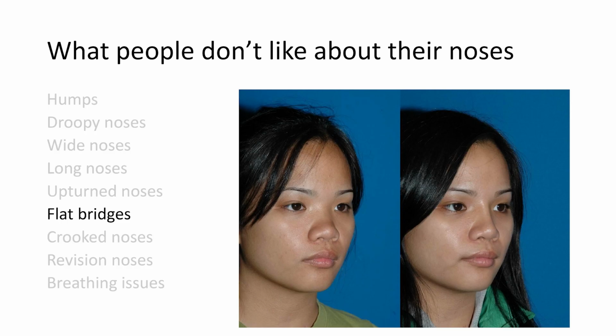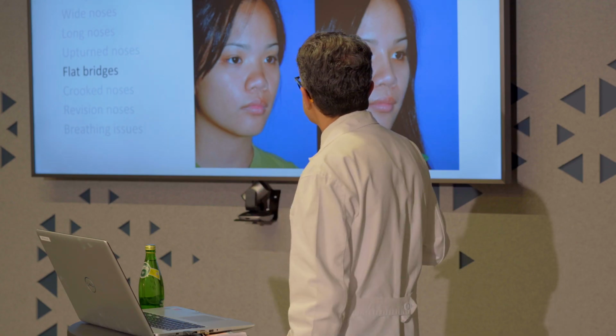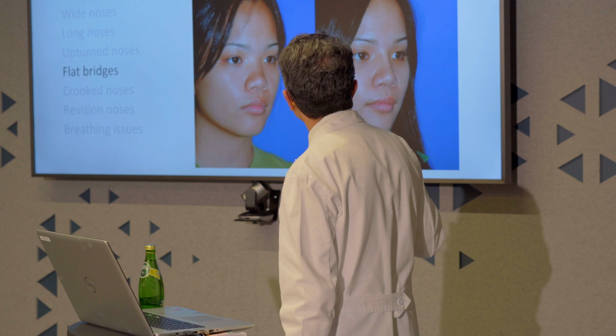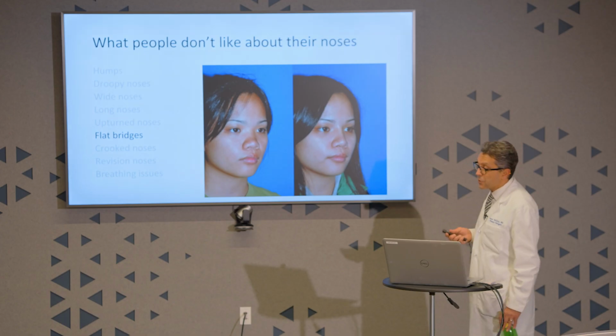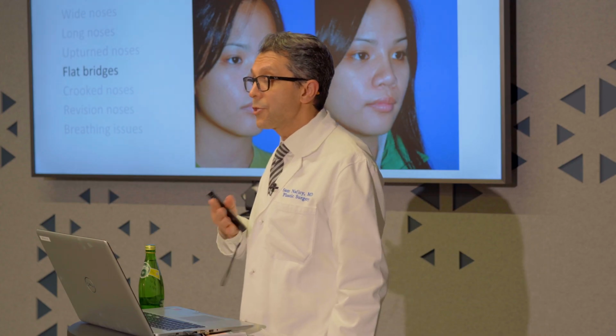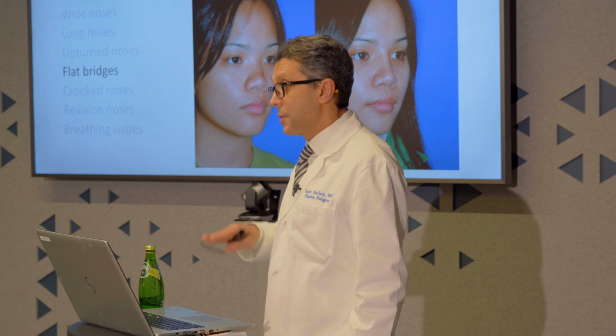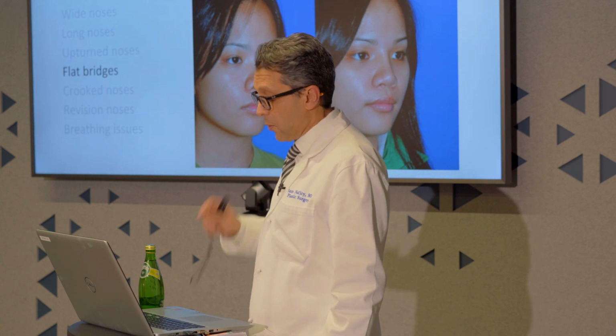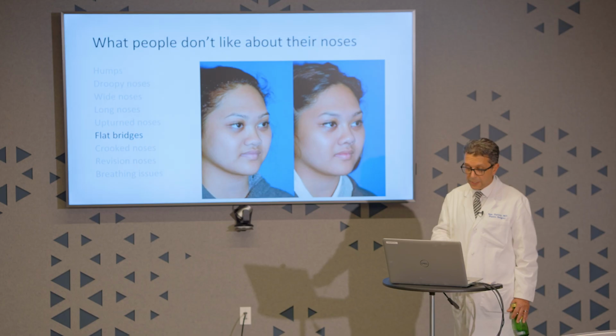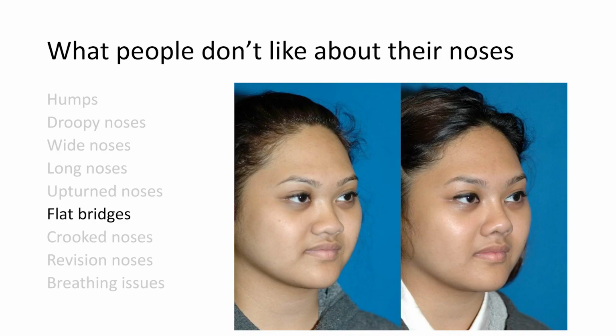Again, flat bridges. So this is what we're talking about, a Southeast Asian nose where their bridge tends to be lower and flatter. So in these situations, we typically use their own cartilage, which usually comes from the rib, to help build the bridge out and give them a stronger bridge. Again, here's another example of what we call augmentation rhinoplasty, basically building the bridge up higher.